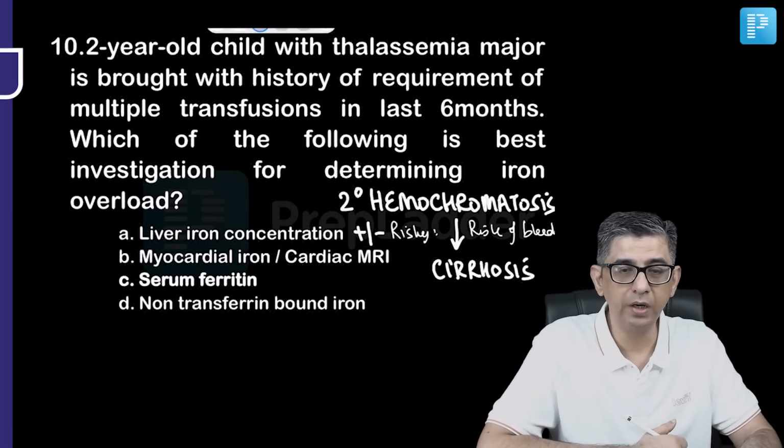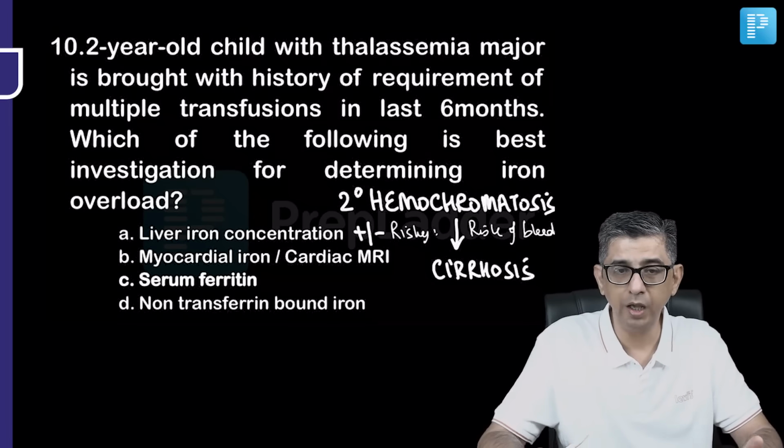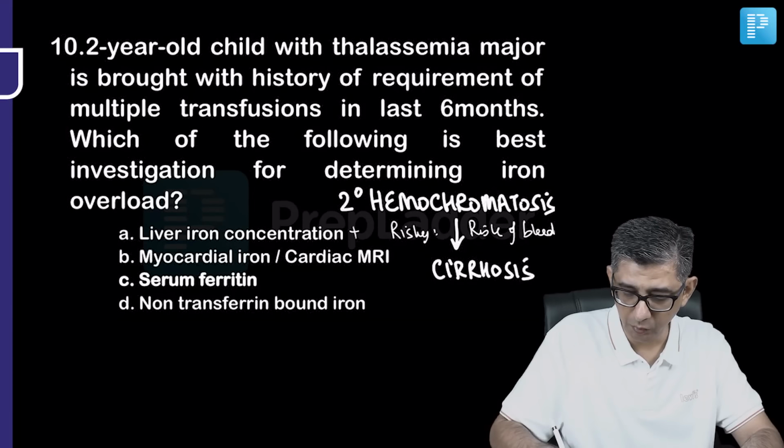Option B is myocardial iron or a cardiac MRI. Now this is a new emerging technique. So yeah, it can be used, but at the same time, I'll do the same activity. It's not that myocardial iron or cardiac MRI would not be good enough.